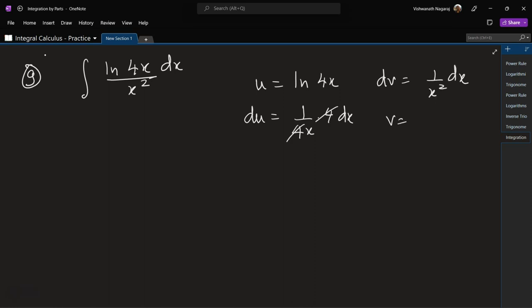So if we integrate it, what do we get? We get minus 2 plus 1, which gives us minus 1. So when it comes down, it becomes plus 1. And then we also get the negative sign, right? So minus 1 by x will be the integral.